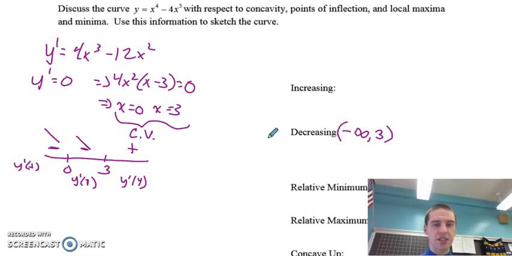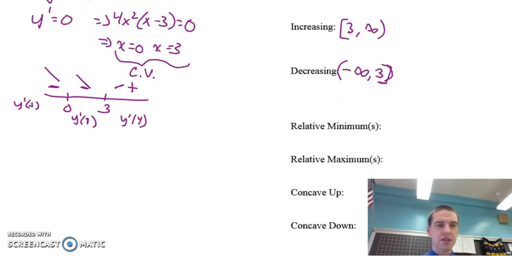And I'm increasing from 3 to infinity. We should have brackets here. Okay, my relative minima is x equals 3. And I do not have a relative maxima because we never went from decreasing to increasing, or increasing to decreasing.